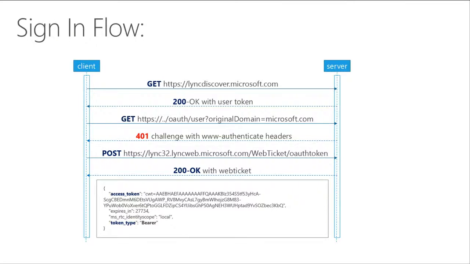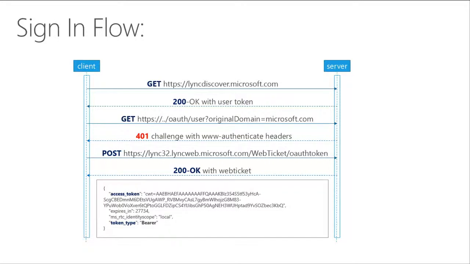Yeah. So he's going to come back to you with an access token, which is the CWT, which stands for Compact Web Ticket. So this is your token for any communication to any web service in Lync Server from this point of time. So what you basically do is grab the CWT value and stuff it in the header.